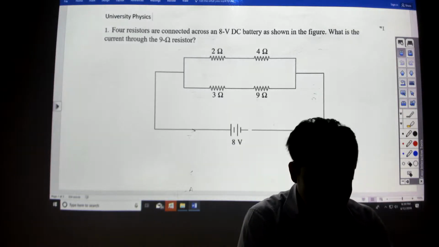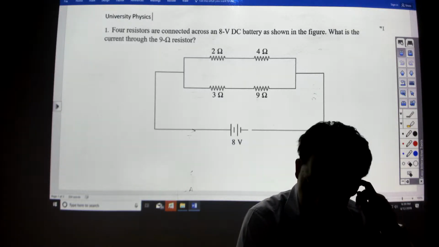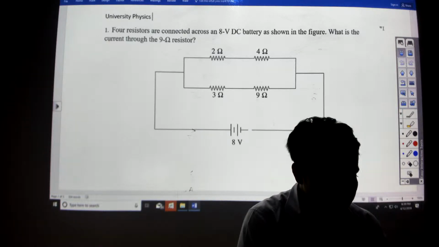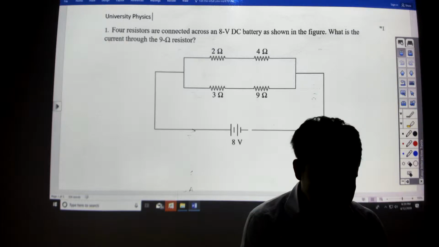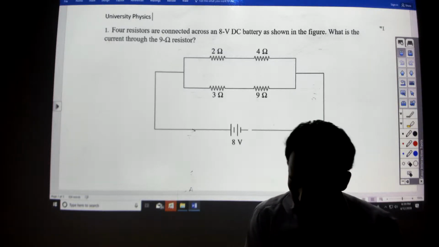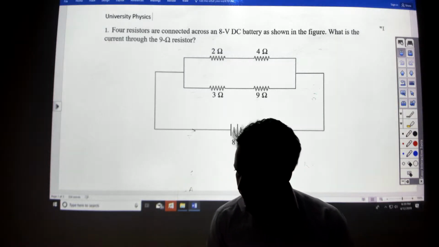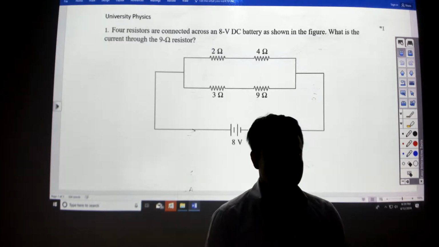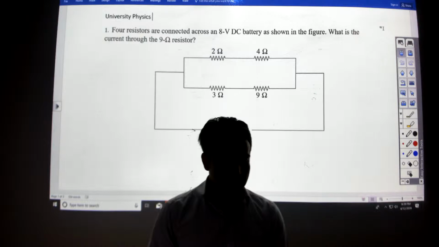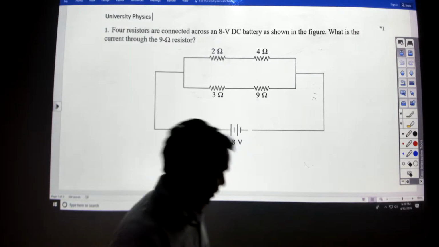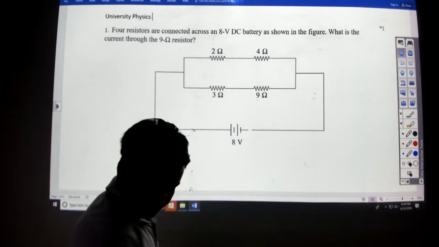In this problem you have four resistors and you need to find out what is the current through one particular resistor. So this problem requires the understanding of series and parallel combinations of resistors. So take a look here.